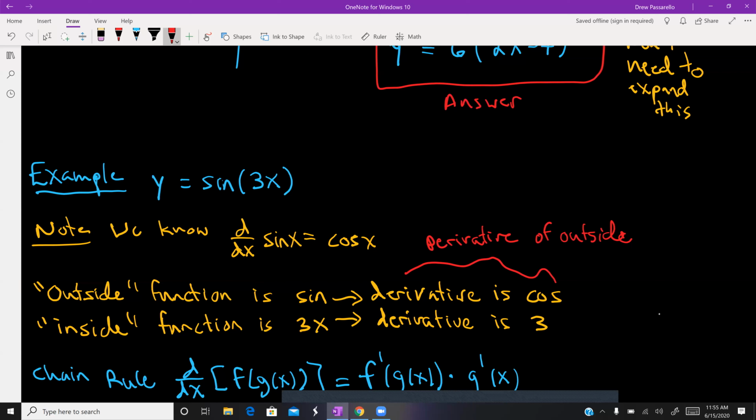My outside function is the sine function. The inside function is what you have inside of the sine. This is the argument for which you're taking the sine, and it's 3 times x. Well, the derivative of 3x is 3. So my derivative of the inside portion is 3.